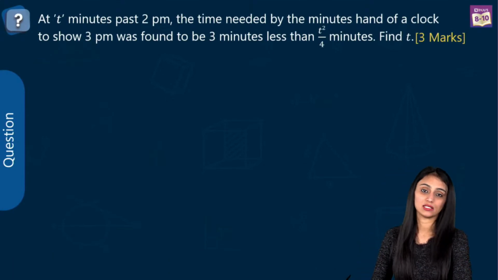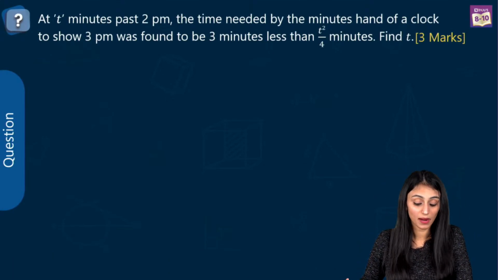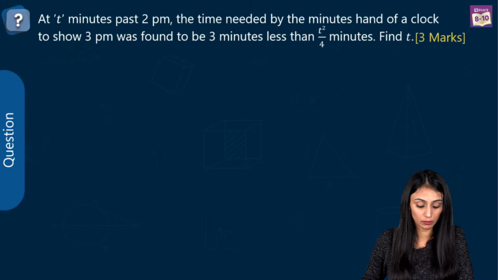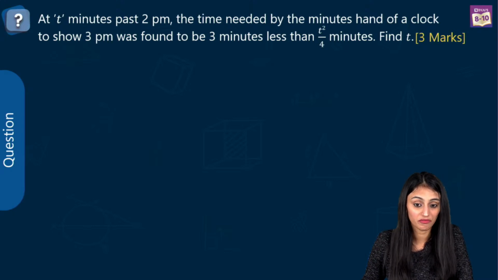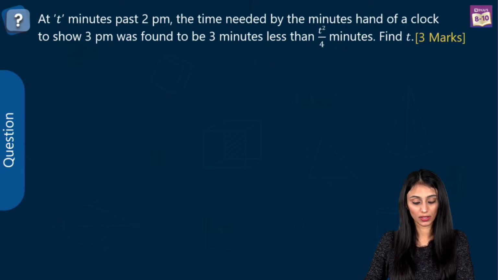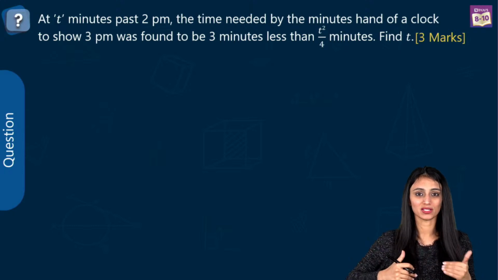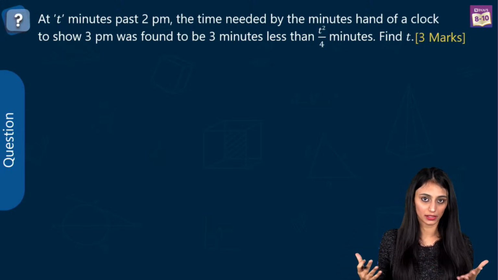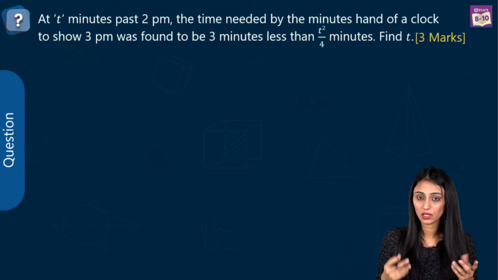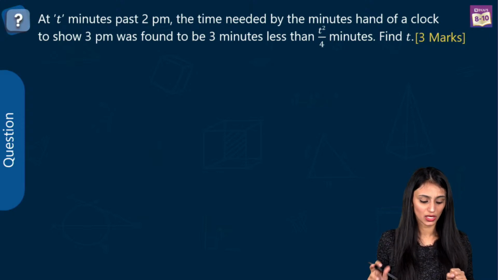At t minutes past 2 p.m., the time needed by the minute hand of a clock to show 3 p.m. was found to be 3 minutes less than t square by 4 minutes. Then find t. This is a tricky one. Here the variable is given as t minutes, t square by 4 minutes, so it gets a little confusing to understand the question. Instead of this variable, let's think of particular values, right?